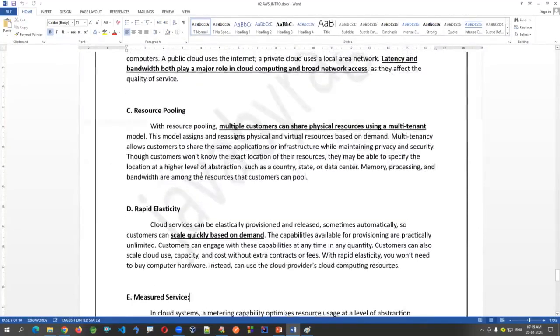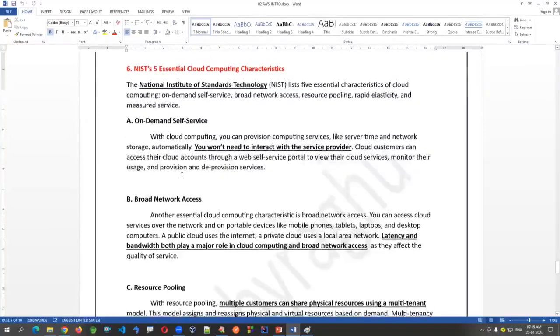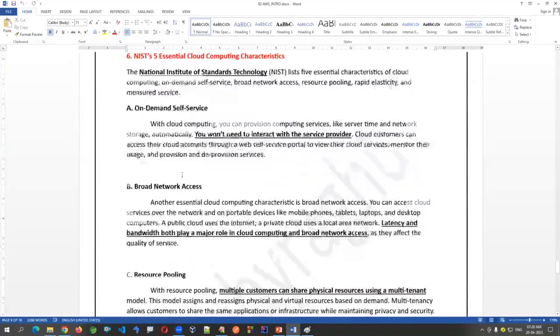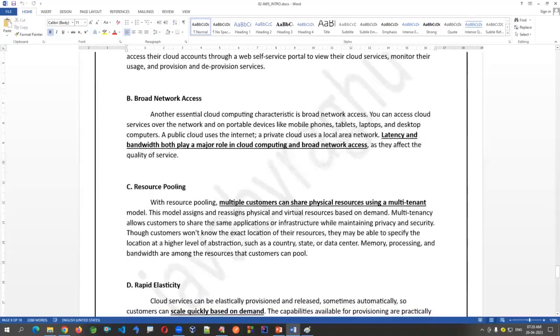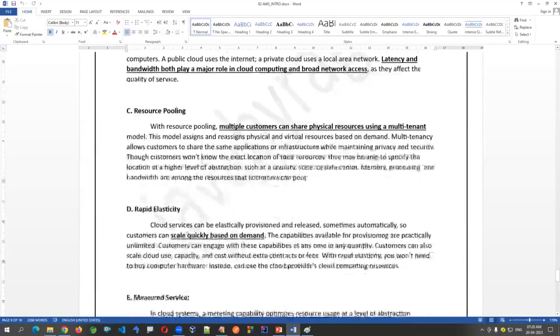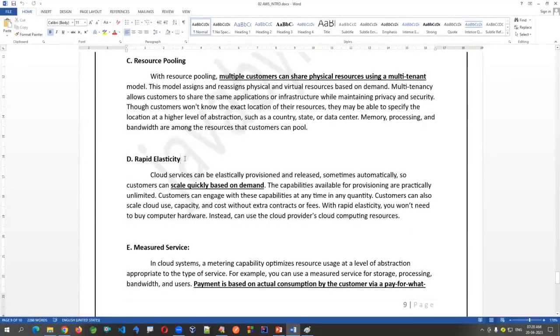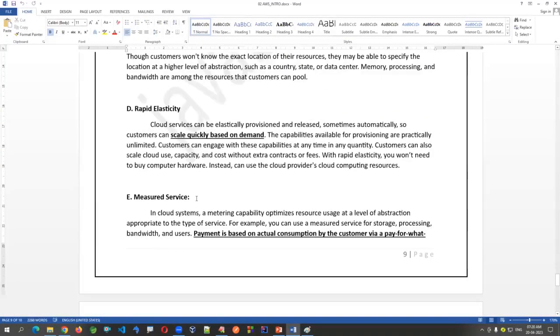To recap: on-demand, an automatic process; broad network, a good networking configuration; resource pooling, multi-tenant with multiple resources; rapid elasticity, scaling up and scaling down; measured service, a standard pricing mechanism.